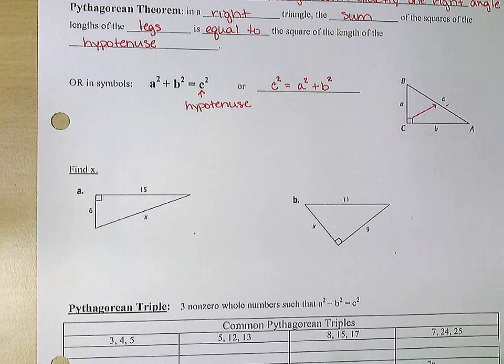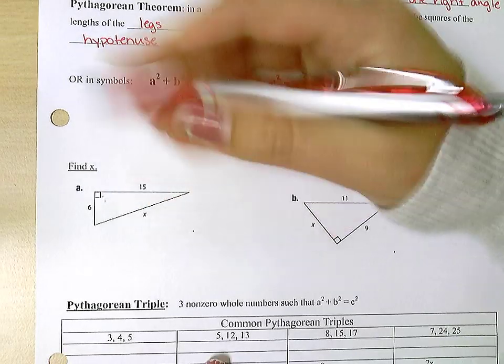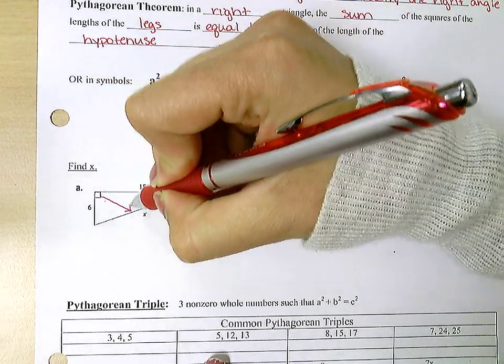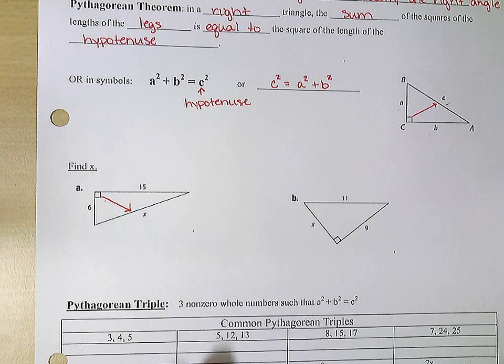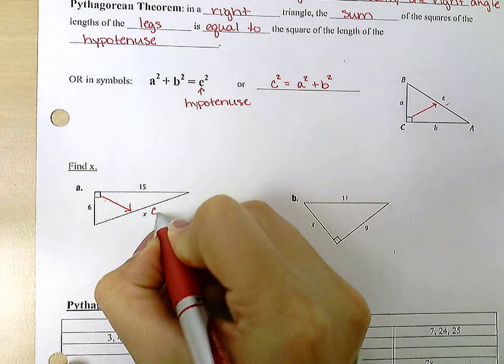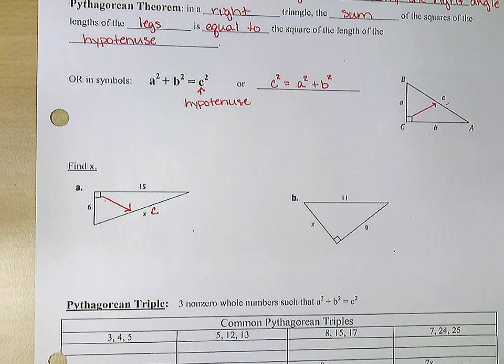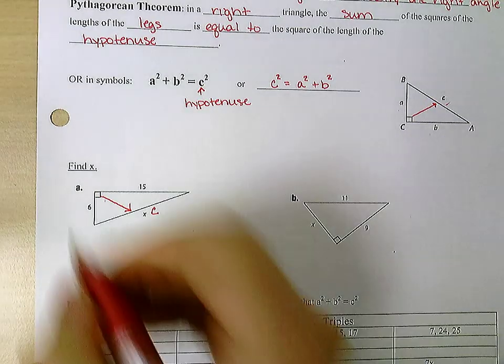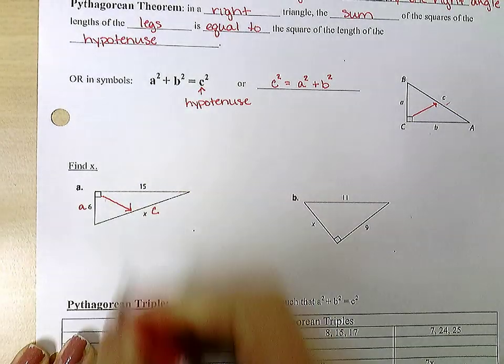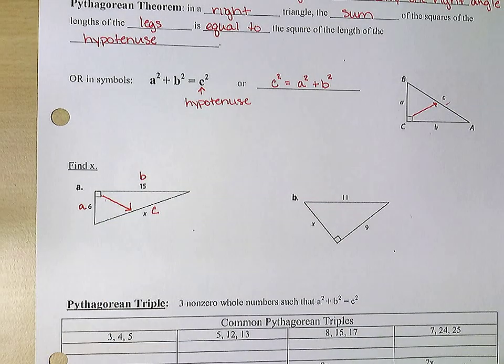Okay, so letter A here. First thing I always do is locate my hypotenuse in my right triangle. Okay, it is opposite your 90-degree angle. So across from. Okay, since that is the hypotenuse, that is c in your equation. The other two sides are your legs. You can label whichever you want a and whichever you want b. Okay, so I'm going to label this one a and this one b.